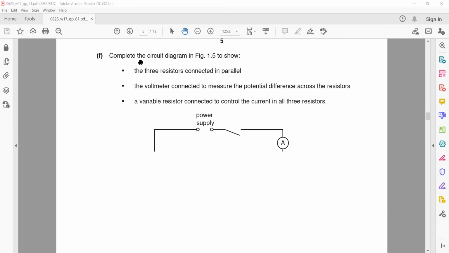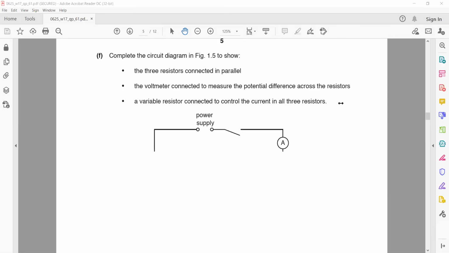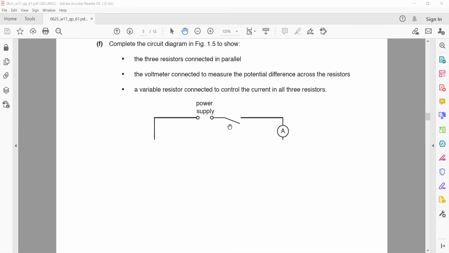In this question, complete the circuit diagram to show three resistors connected in parallel, a voltmeter to measure the potential across the resistors, and a variable resistor to control the current in all three resistors. You can use screen annotation to complete this. Three resistors in parallel, a voltmeter to measure the potential, and a variable resistor to control the current in all three, to change the total current.